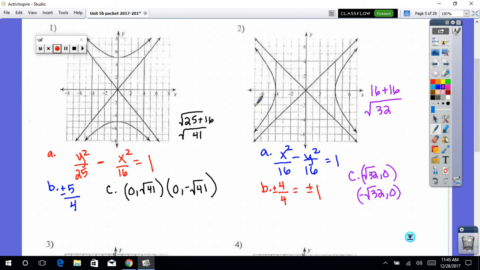Okay, square root of 32 puts us somewhere around 5.6, somewhere in that vicinity for our foci. Sorry, I didn't do these. Over here it's 6.4.